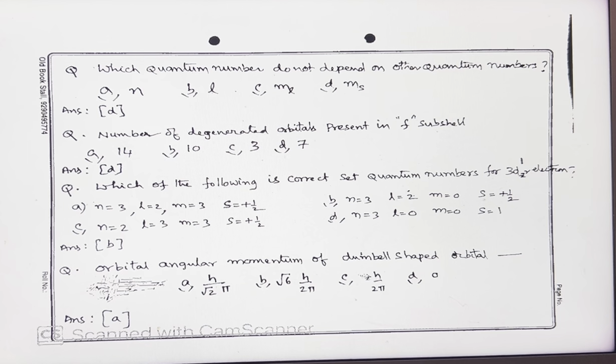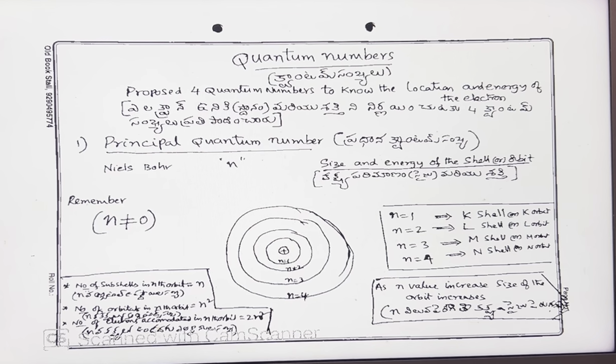Somebody may know the answers, but the rational thinking and predicting of the answers can be known only after knowing the concept of quantum numbers and their importance. So, let me discuss the quantum numbers. What is meant by quantum numbers? What is the use of quantum numbers?